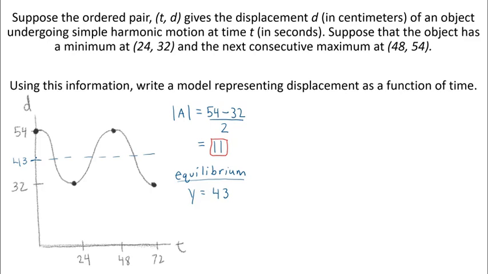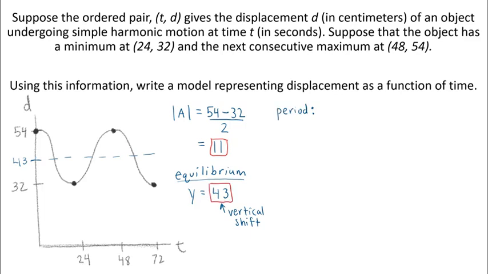And when we find the equilibrium, we've also found our vertical shift. Because we can tell that the graph of this function has been shifted up 43 units.